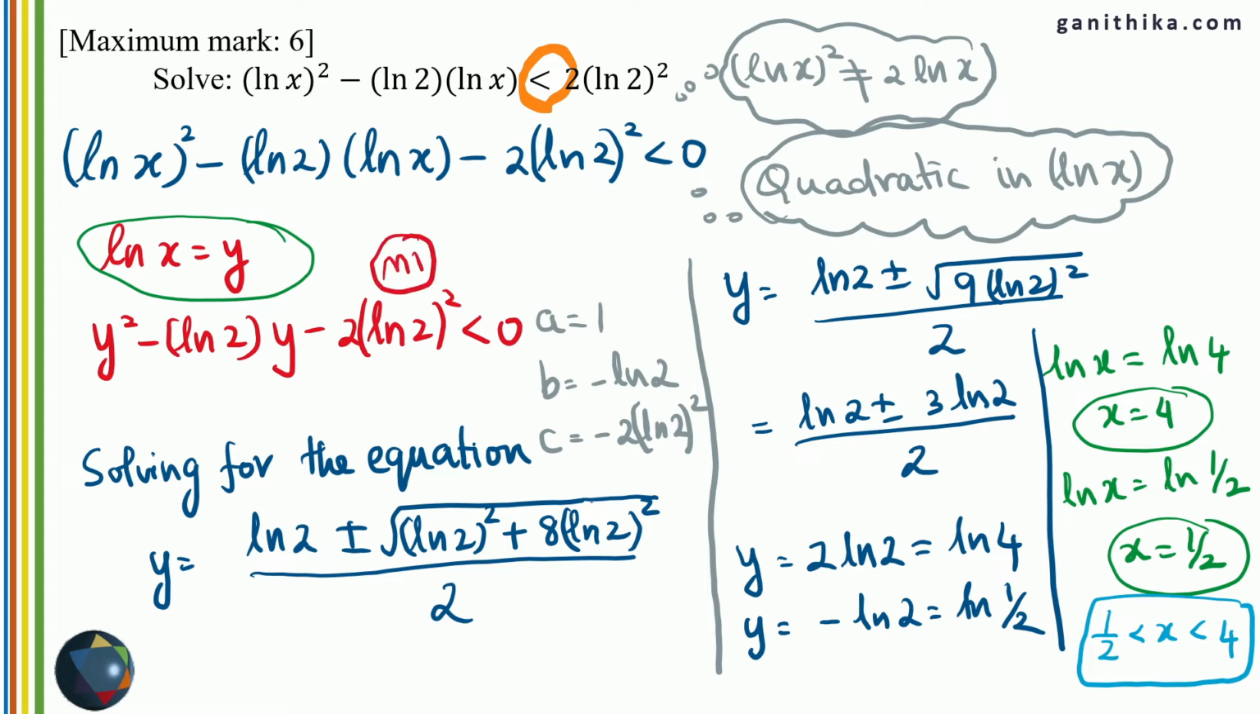So this is for method 1: writing this as a proper inequality in quadratic, solving the quadratic, A1 mark. Finding the values for y as ln 4 and ln half, A1 mark. Getting the x values from those two values gives you M1 and A1 marks, and giving the final inequality answer, A1 mark. So we have 6 marks for this question. This is easier if you know how to solve quadratic inequalities.